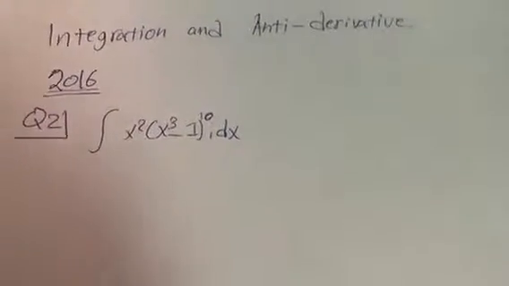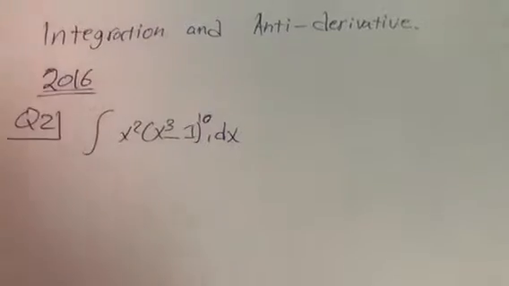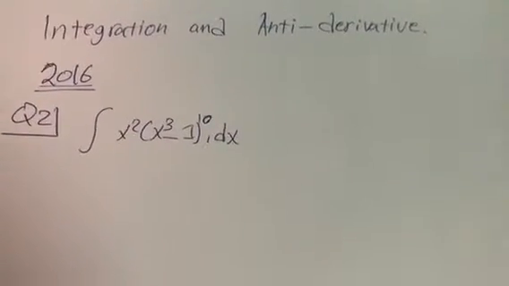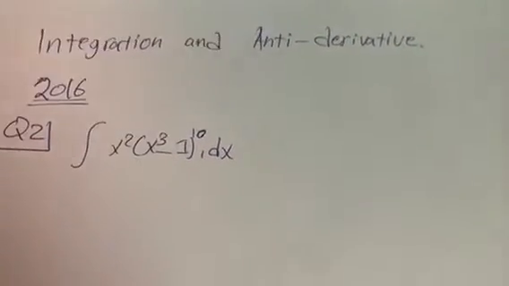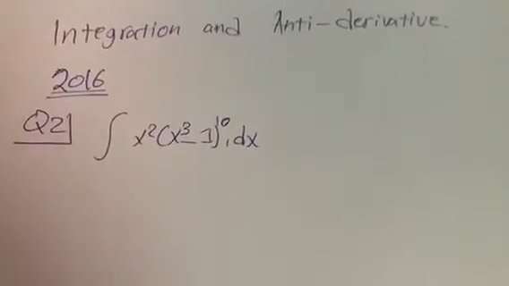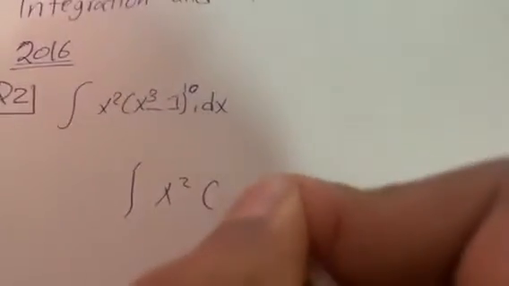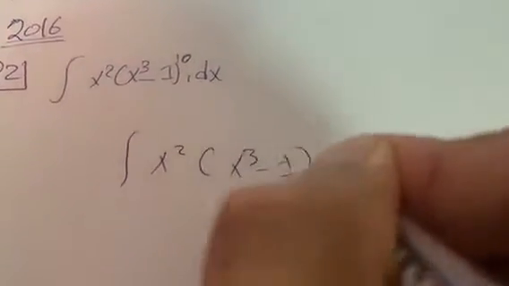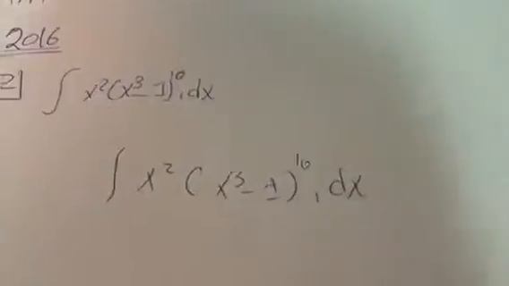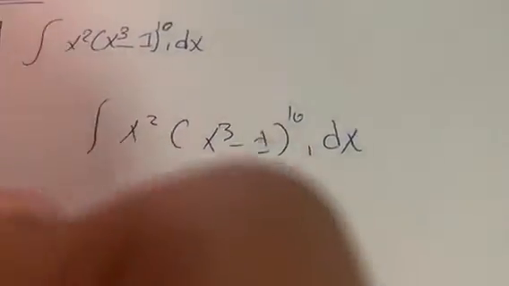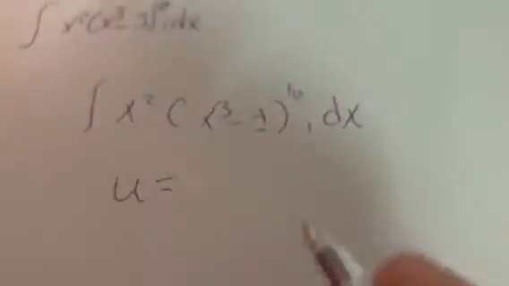This is the second question and the first question of integration and antiderivatives in the 2016 exam multiple choice. The question is direct integration, so it's x squared (x cubed minus 1) to the power of 10 dx, and we need to integrate it. We will integrate it using the substitution method.